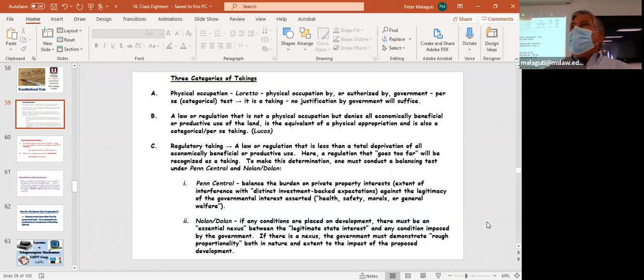When does a regulation go too far? When does a regulation require just compensation? So once again, we have to go through a series of these balancing tests. And once again, do you see what? Get used to it. The right of the individual to be free in the use of his property and not have his property taken against the right of the government to zone, okay?